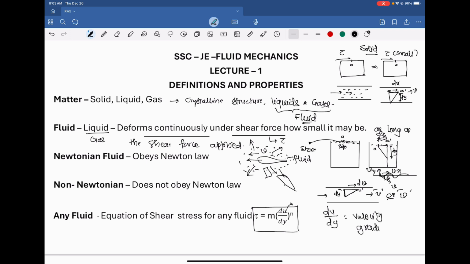What is velocity gradient? I told you in the first class itself. A gradient is the ratio of change in the original quantity to the change in a space quantity, a positional quantity, not time. Rate is with respect to time, whereas gradient is with respect to position. Du by dy is equal to velocity gradient.